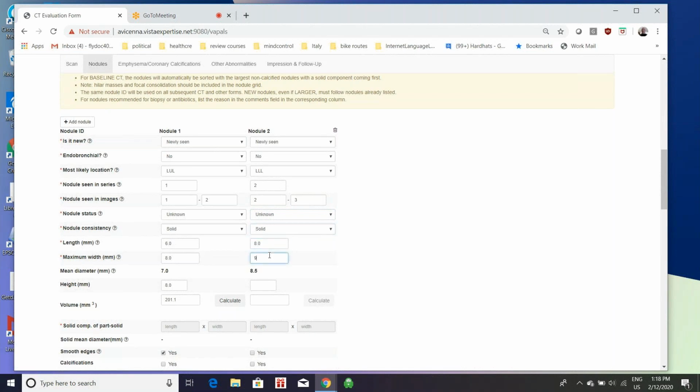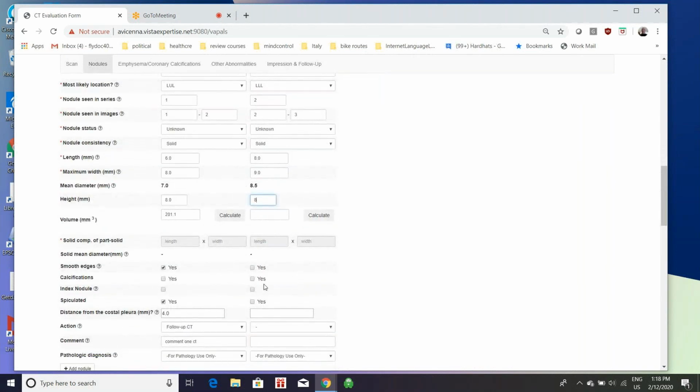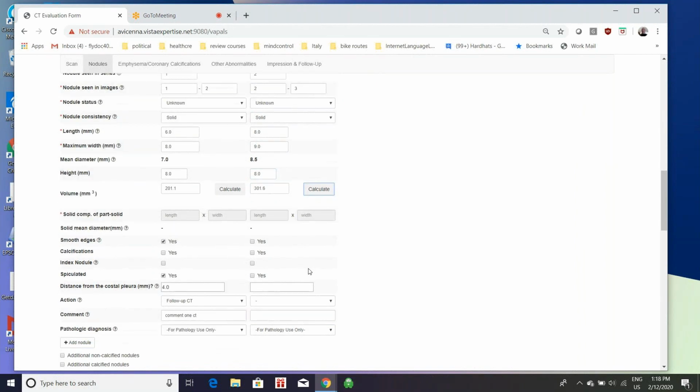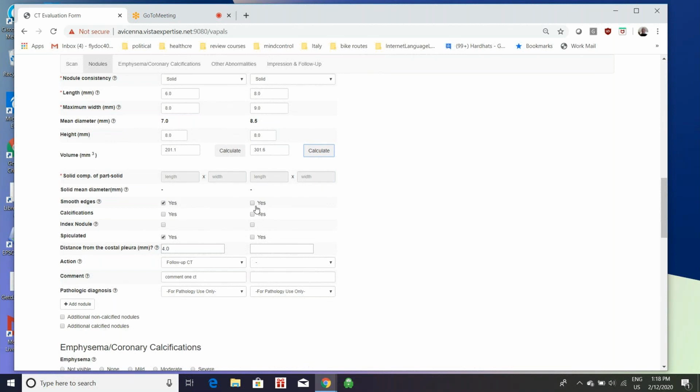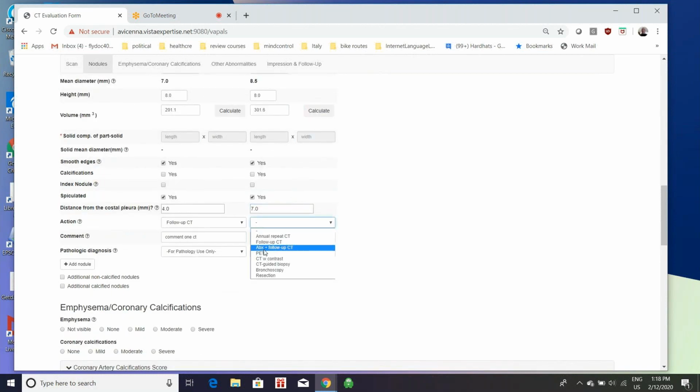The reason I'm making it bigger is because if you were reading the instructions up above, it likes to put the biggest solid one first. So we have a method that when we sort these, it will sort them correctly, even if you just put them in as you see them. So we can say we're going to do that. And we're going to call this comment 2 on the CT eval.